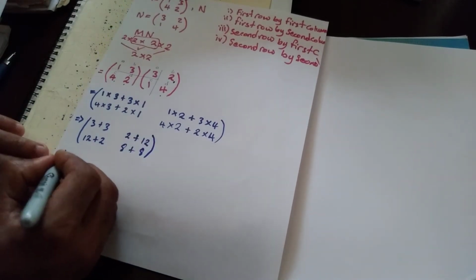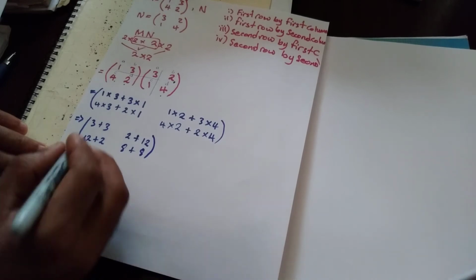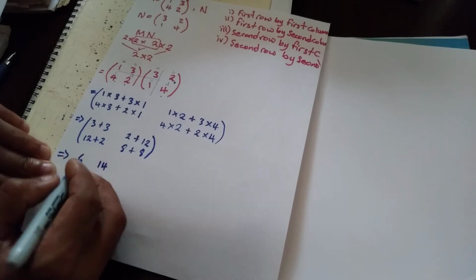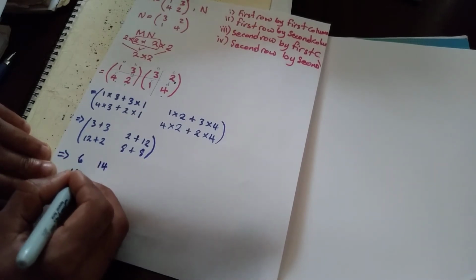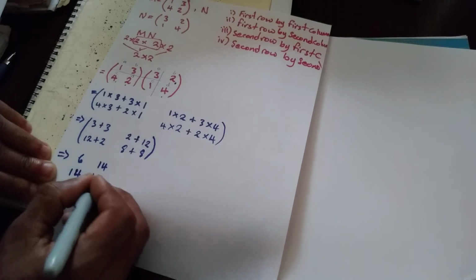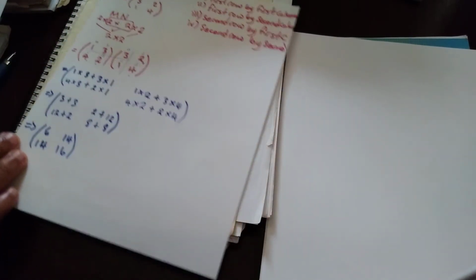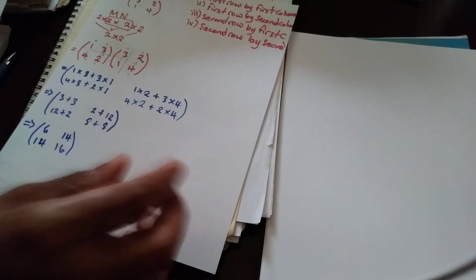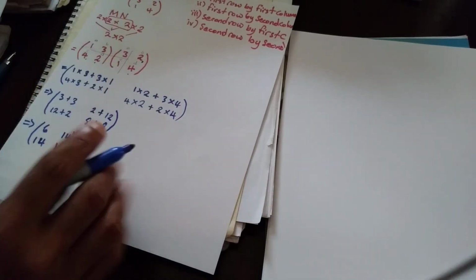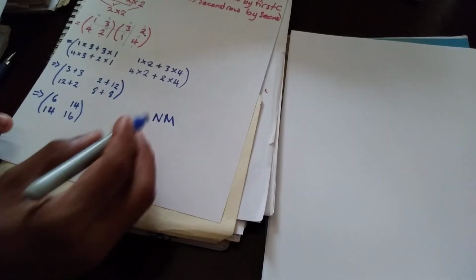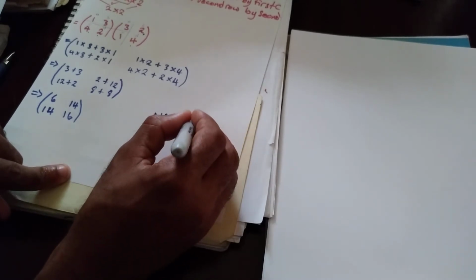So we're going to add now. 3 plus 3, that's 6. 2 plus 12, that's 14. 12 plus 2, that's 14. 8 plus 8, that's 16. So this would be the answer for MN. Now, let's see if we can spin the matrix around. So let's see if we can find NM and see if MN is equal to NM. Let's see.